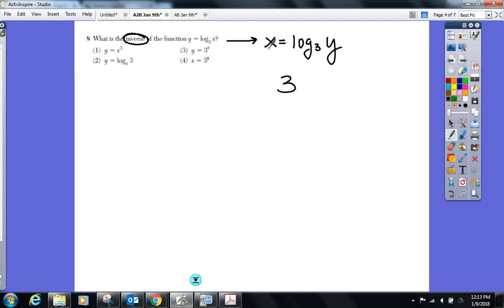3 to the x equals. What's left over? It's the only thing I haven't touched if I'm trying to get the log out of there. Y. 3 raised to the other side of the equal sign equals y. Choice 3. And if you want to get it out of log form, you would have had 3 to the y equals x. And what do we do with inverse now that you know? Magic, right?